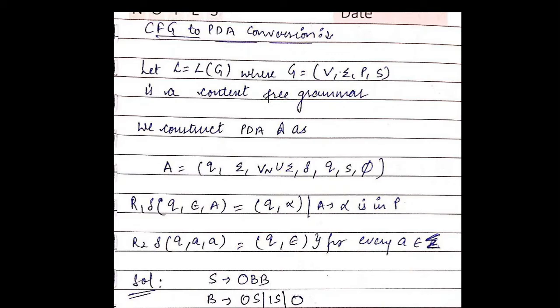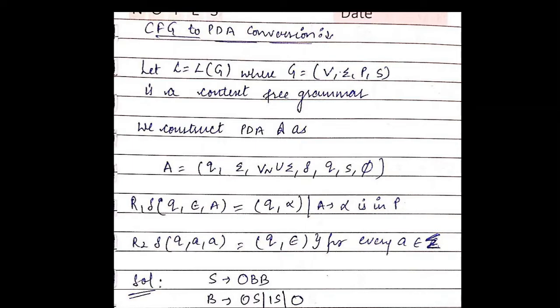Hello friends, today we will discuss the conversion from a context-free grammar to a push-down automata. It is a very easy topic. So let's talk about how we can easily convert a given grammar into a PDA. First of all, we'll consider L = L(G).